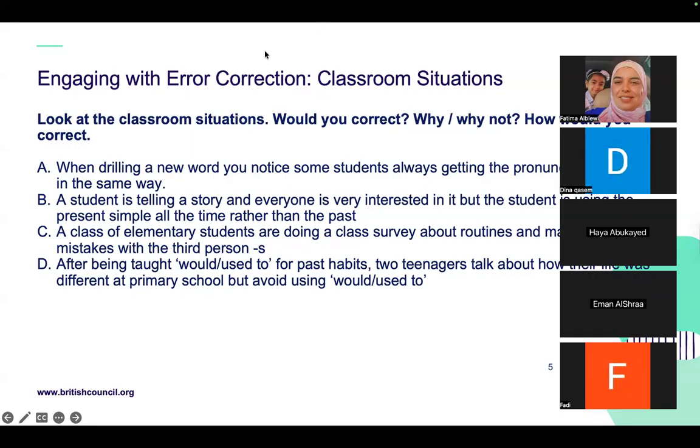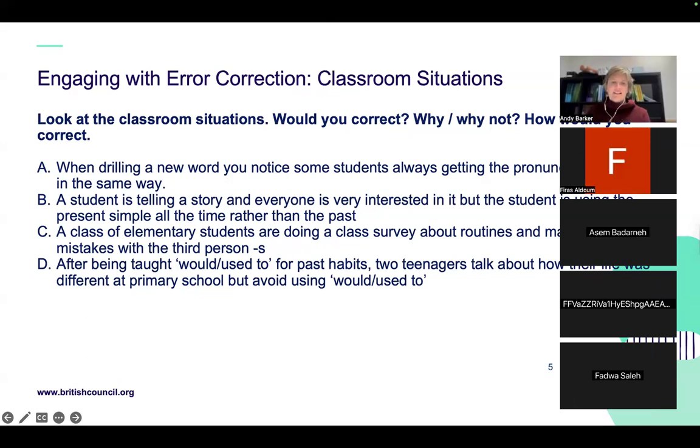Yes, teacher. Can I talk? Yes, go ahead, Fatima. I correct immediately, I think, because this is the aim of the class or the aim of the lesson. It has a relationship with the aim. That's why I should correct. Okay, thank you. Anybody else?